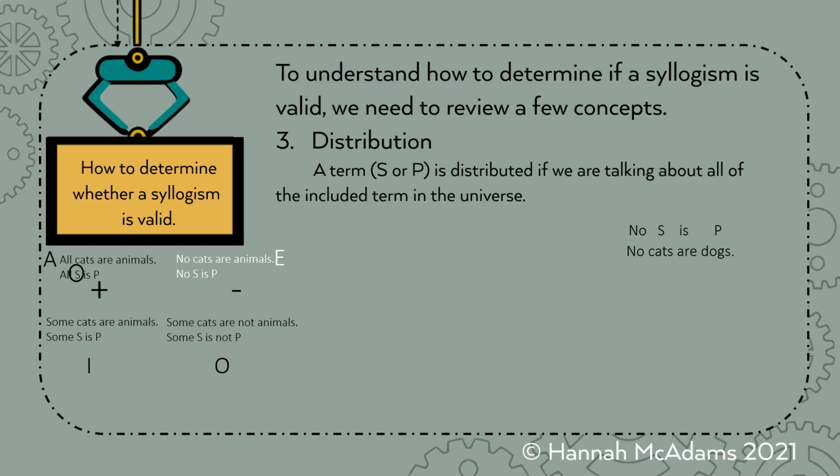Okay, let's go to the next one. No cats are animals. No S is P. Actually, our sentence is going to be no cats are dogs, because cats are animals, right? No cats are dogs. Well, this is what the picture looks like. We have cats and dogs. Are we talking about every single cat? Is every single cat not a dog? Yes. Are we talking about every single dog? Yes. Is every single dog not a cat? Yes. Okay, so this is the picture for that. We have cats over here and dogs over here, and we're talking about all cats and all dogs.